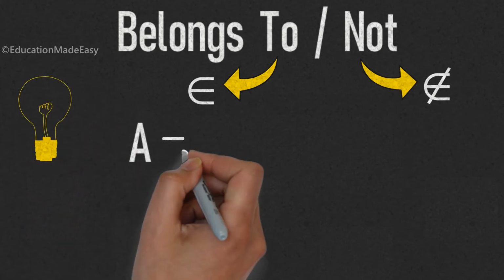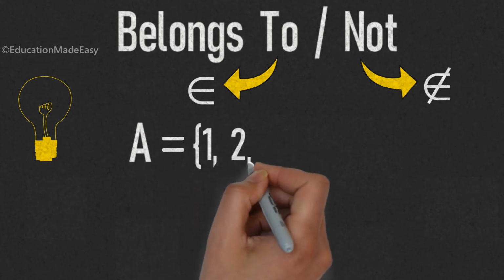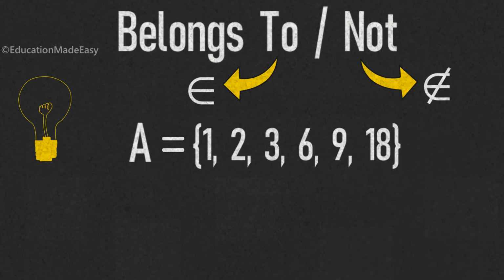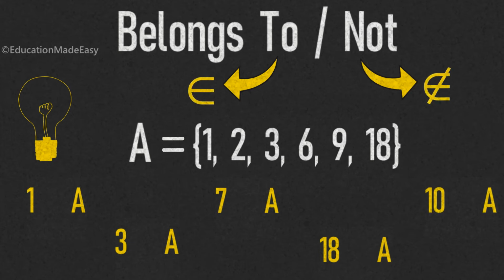Consider a set, A equal to, set of 1, 2, 3, 6, 9, 18. We have some options given below. In these options, we need to put the symbol belongs to, or not belongs to, in the space between the numbers and the set A. If the number is present inside the set A, then we need to put the symbol of belongs to. If the number is not present in the set A, then we need to put the symbol of not belongs to. We can see 1 is an element inside the set A.